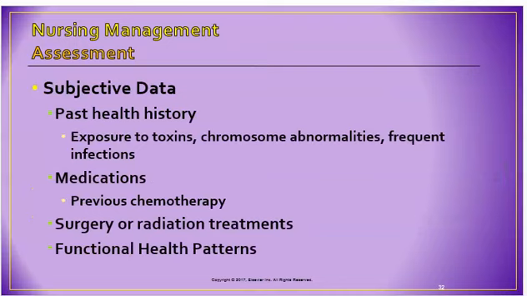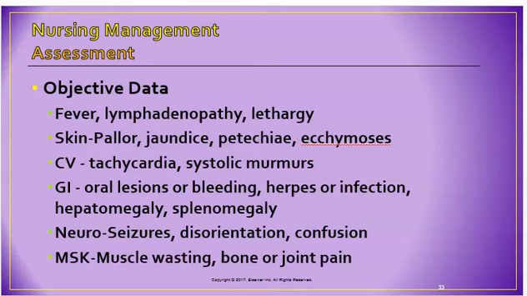So, what is our assessment? Again, the same stuff that we've been talking about before. What have they been exposed to? Do they have some genetic predisposition or abnormalities? Have they had frequent infections? Have they had previous chemo? Have they had previous radiation? Okay. Functional health patterns. Did they lead a risky life? Here's your objective data. Kind of your dress the skeleton. How would you know these things were going on? What nursing care measures would you put in place for these?